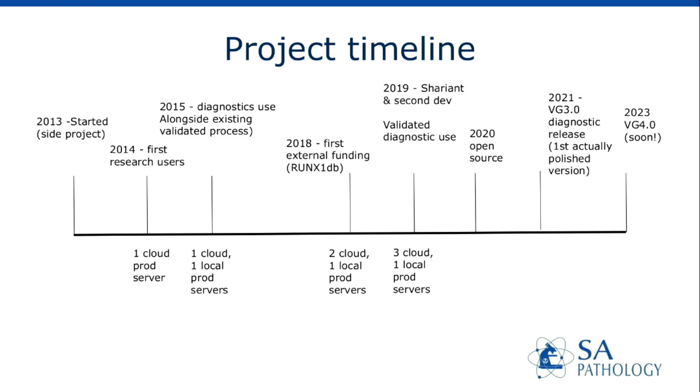Then we won the tender for Shariant, a project that Australian Genomics wanted to do, and we used VariantGrid technology as the base for Shariant. So we have the ability to skin it and turn things on and off through settings to make the site work however the client wants it, and swap the CSS out and so on.